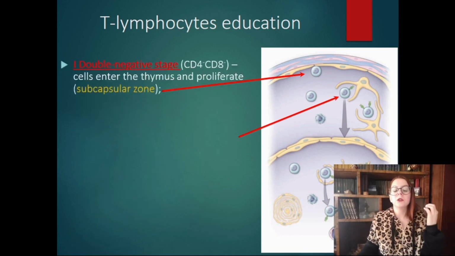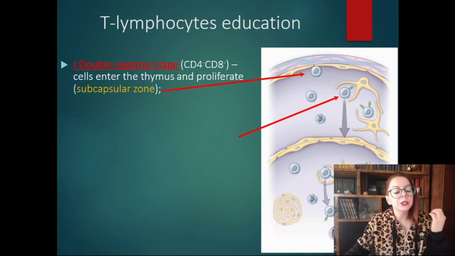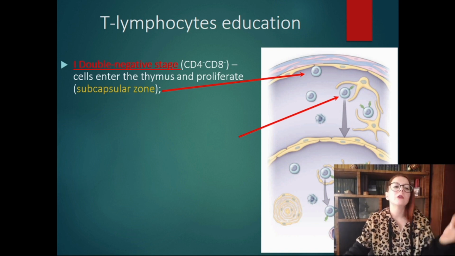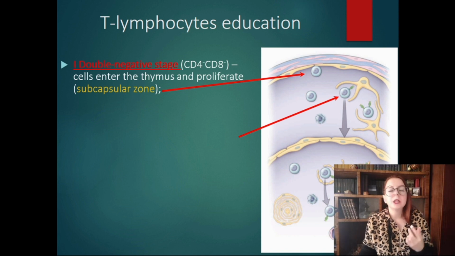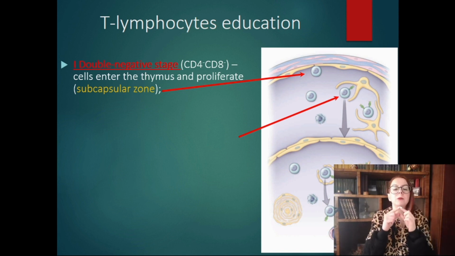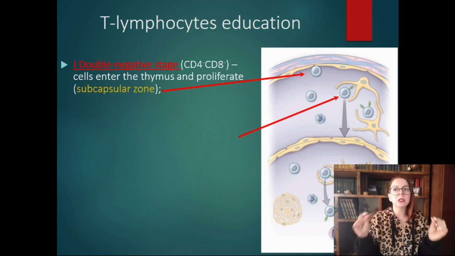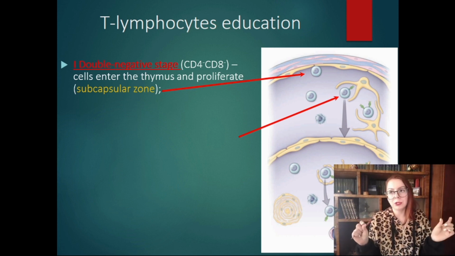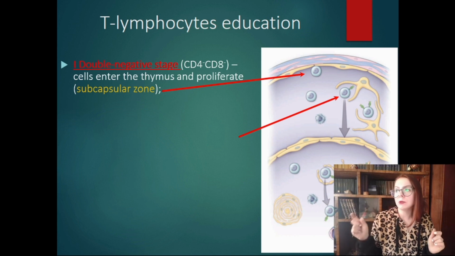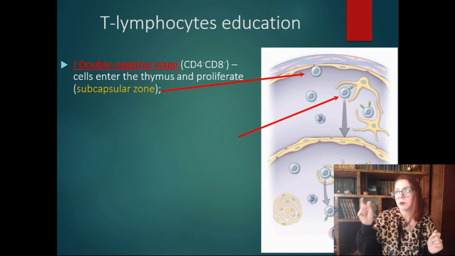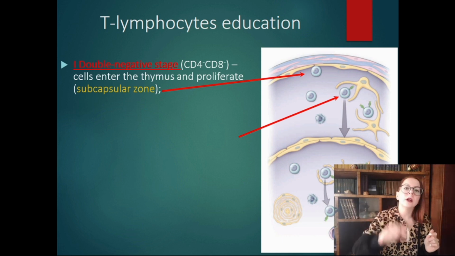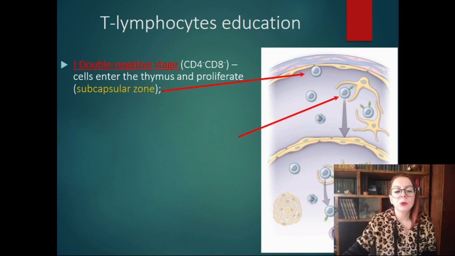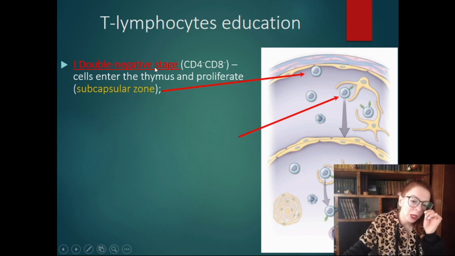So the first stage of T cell differentiation arrives from the red bone marrow. If you remember the topic hematopoiesis, you remember that our hematopoietic stem cell splits into two: myelopoietic precursor and the precursor for lymphopoiesis. And exactly this second stage, this precursor for lymphopoiesis, arrives to the thymus, and we call this stage double negative stage. Why double negative?